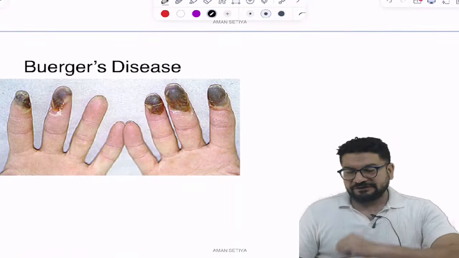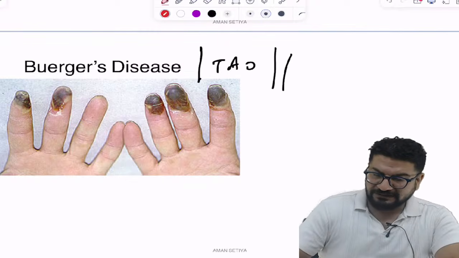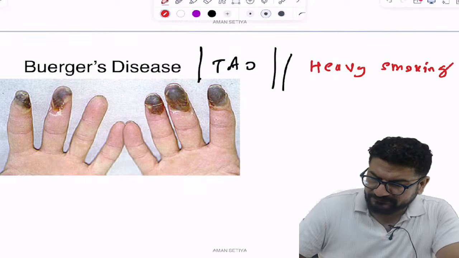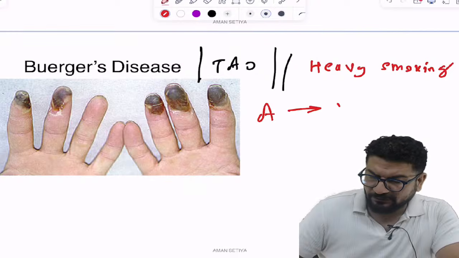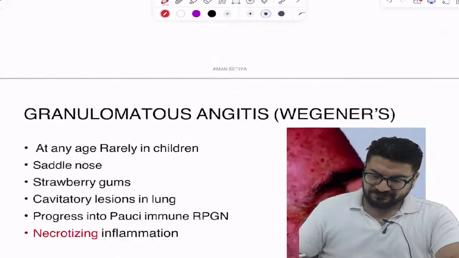This is Buerger disease. Just remember, Buerger disease is also called thromboangiitis obliterans, and the patient will have a classical history of heavy smoking. It starts with the artery, then it goes to the vein, then it will affect the nerve. So here you can see nerve symptoms as well.